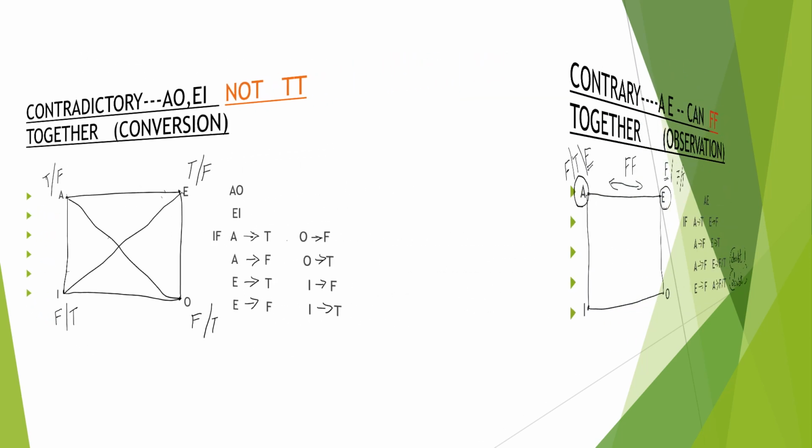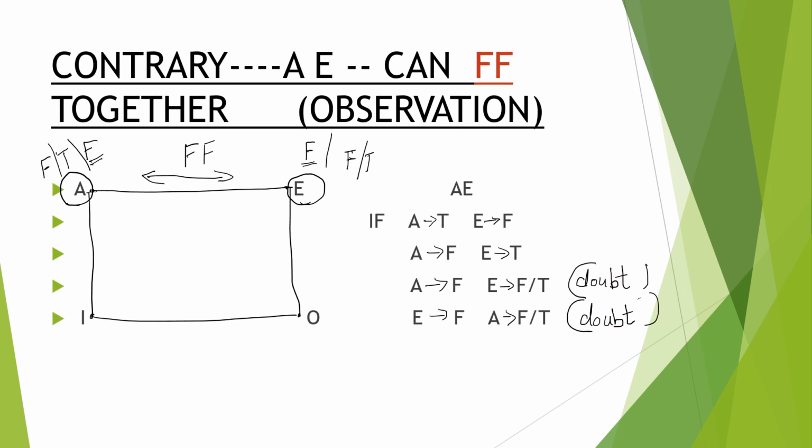Next is contrary. What is contrary? Which are the contraries? A and E are the contraries. In the square of opposition, A and E are contraries. The specialty of contraries is that they can be false together, but they cannot be true together. You can see that.